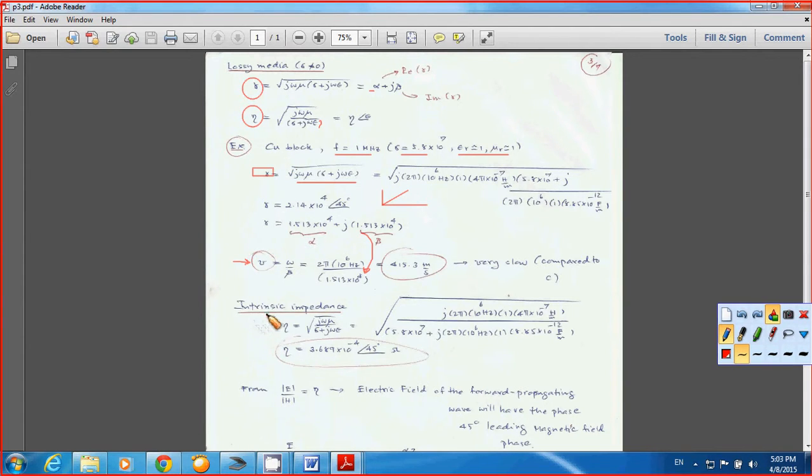And now you take a look at the intrinsic impedance. Just plug in the numbers, following the equation eta equals the square root of j omega mu over sigma plus j omega epsilon. You end up with eta equal to 3.689 times 10 to the negative fourth, and the phase angle to be 45 degrees.